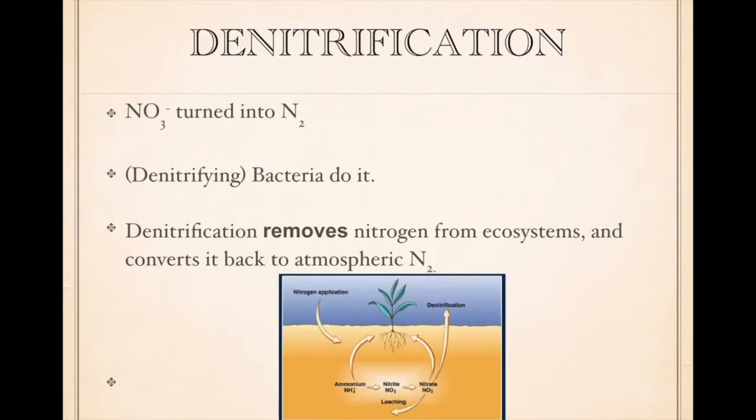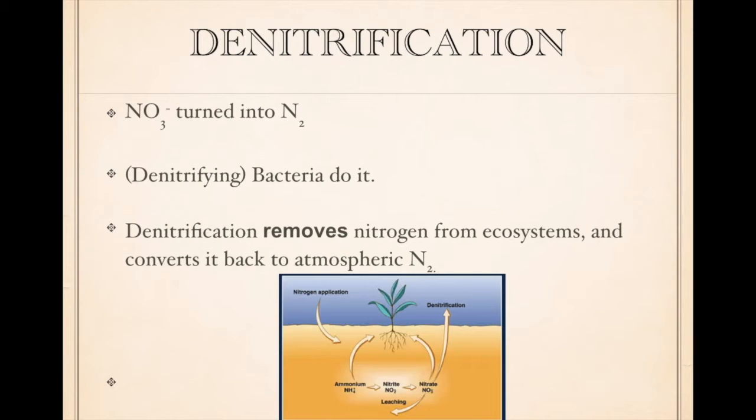Denitrification is basically done by bacteria again. This is going to remove the nitrogen from the ecosystem and convert it back into N2. So here we have the completion of the cycle. We start off with N2, bacteria and fungi break it down into NH3, NH4, then bacteria and fungi can break it down even more into NO2 or NO3, and then the bacteria is going to remove the nitrogen and send it out.